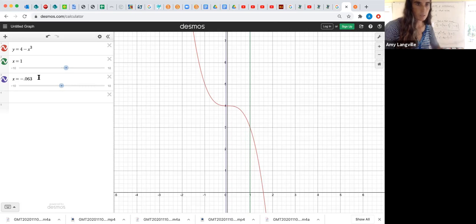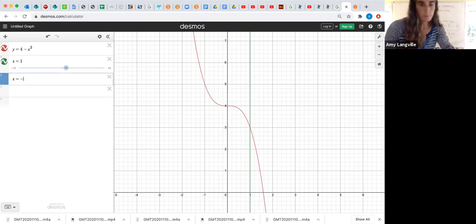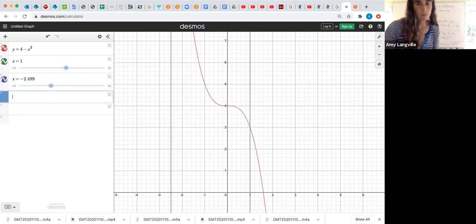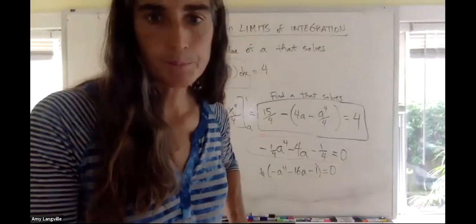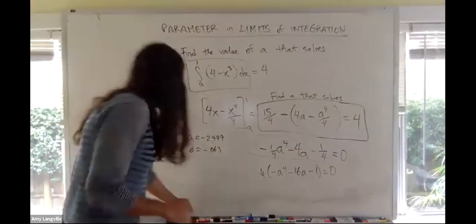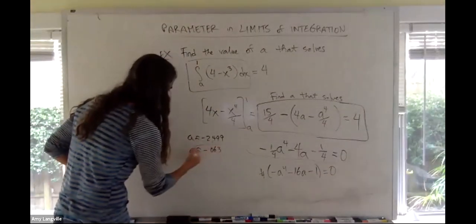Now this other one I don't understand. Right, that seems like way bigger than 4. So that's a root that we don't need. It doesn't make sense in the context of our problem. So we've narrowed it down that this is the only one that makes sense for us.